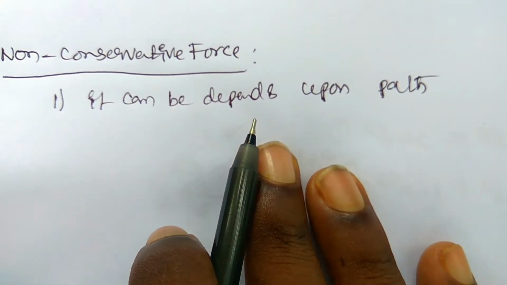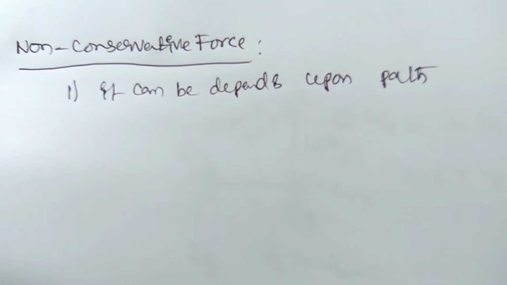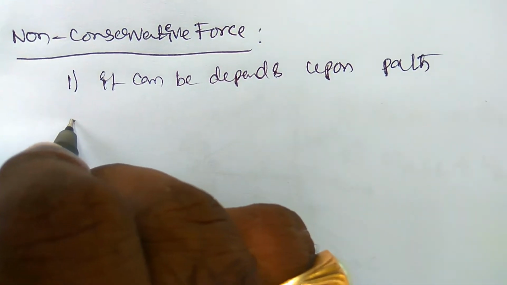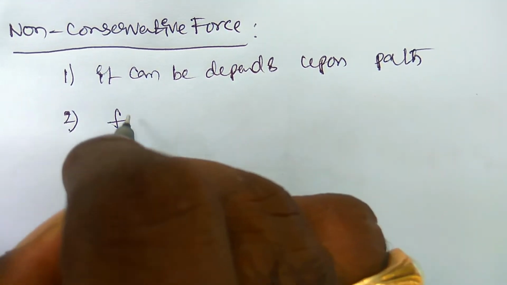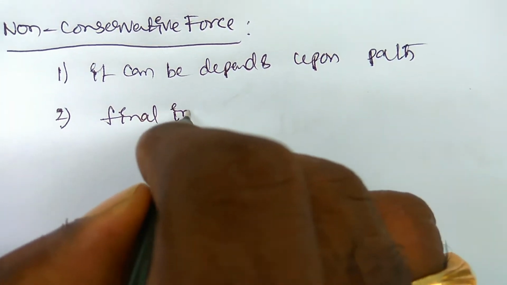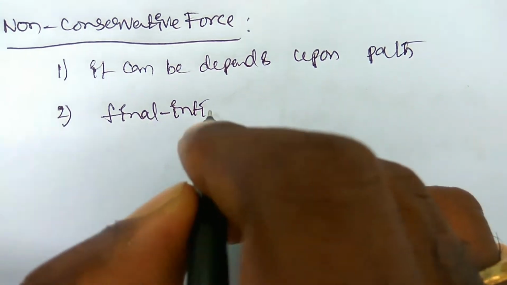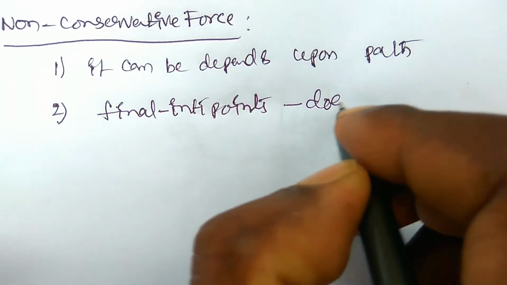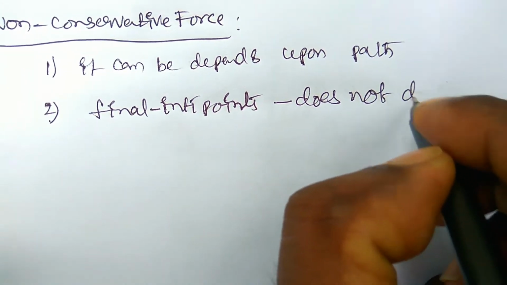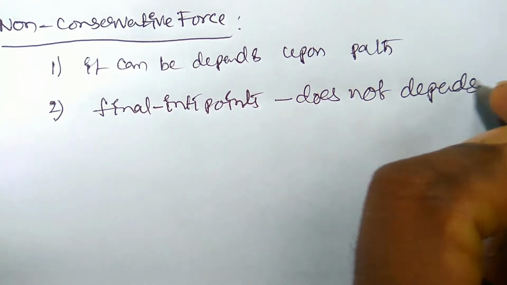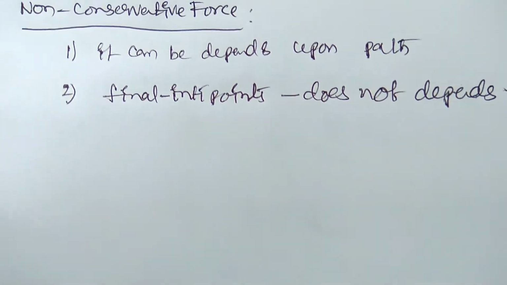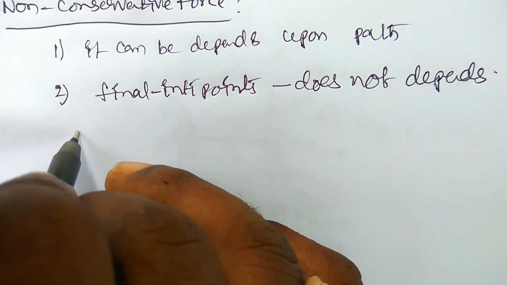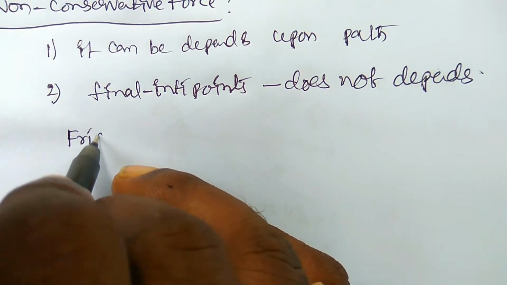For a conservative force, the work cannot depend upon the path, but a non-conservative force will depend upon the path. It does not depend upon the final and initial points. Okay, right? So what type of forces are examples of non-conservative forces? The best example is frictional forces.